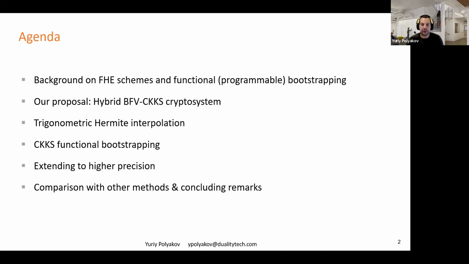Then we will discuss our proposal, the hybrid BFV-CKKS crypto system, and we'll explain why we chose this hybrid approach. An important component of this is trigonometric Hermite interpolation, which we'll discuss. We will follow by presenting the CKKS functional bootstrapping algorithm. Afterwards, we'll discuss how one can achieve higher precision using a certain multi-precision technique. And we'll conclude with a comparison with other methods, and we'll share some concluding remarks.